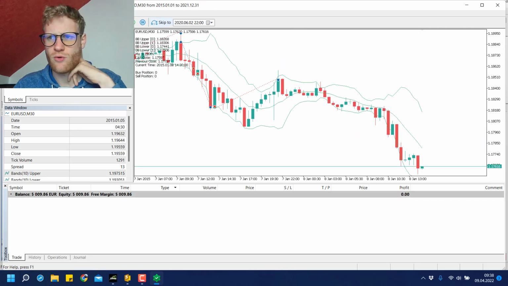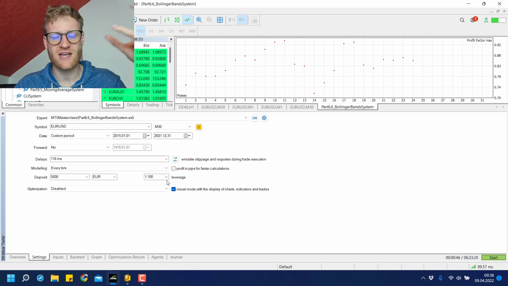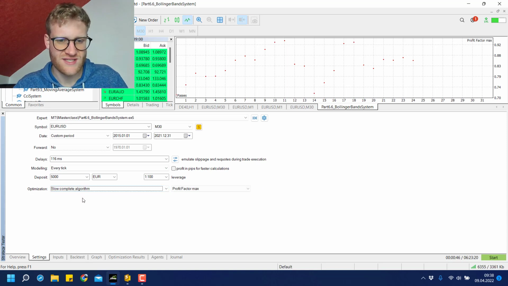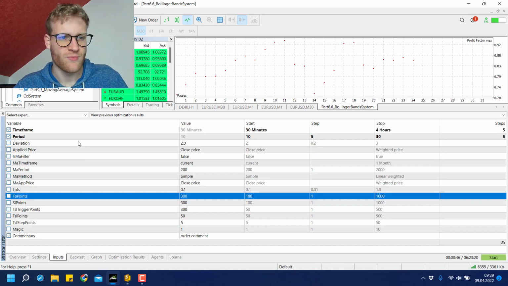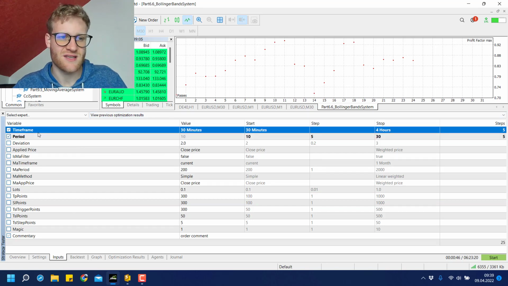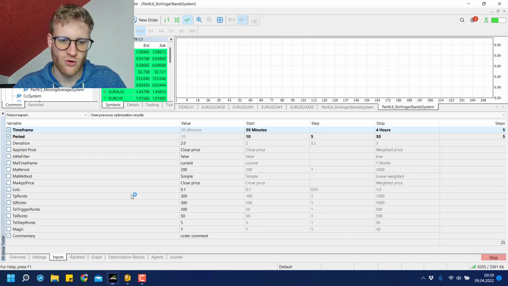And what I will do now is run the same optimization that I did before, but now with a new system where the signals are simply turned around. So we run the optimization, same settings, we optimize the time frame and the period. Everything is the same, and I just hit start, and we will have a look at the results. And I'm really curious what we will see there.